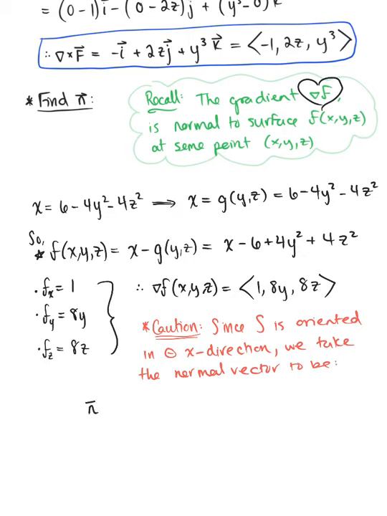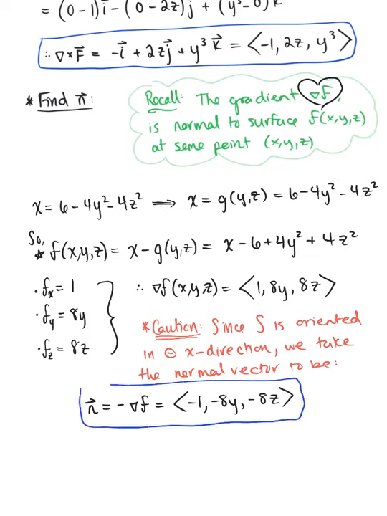So we take our normal vector n to be minus the gradient of f. This leaves us with the vector minus 1, negative 8y, negative 8z. This adding of the negative here takes into consideration that our surface is oriented in the negative x direction. So we have all the pieces and we're ready to set up our surface integral.